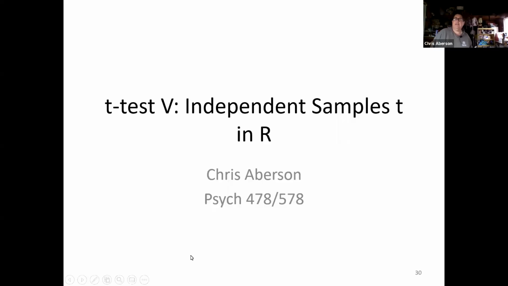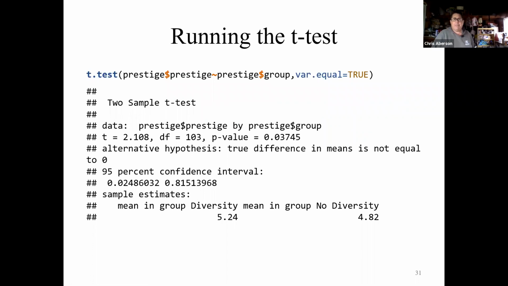All right, what does this look like in R? Running the t-test is pretty straightforward. Here's a data set. It comes with a tutorial called Prestige. The two variables in it are prestige, a rating of occupational prestige, and a variable called group. So we're basically predicting prestige from group.